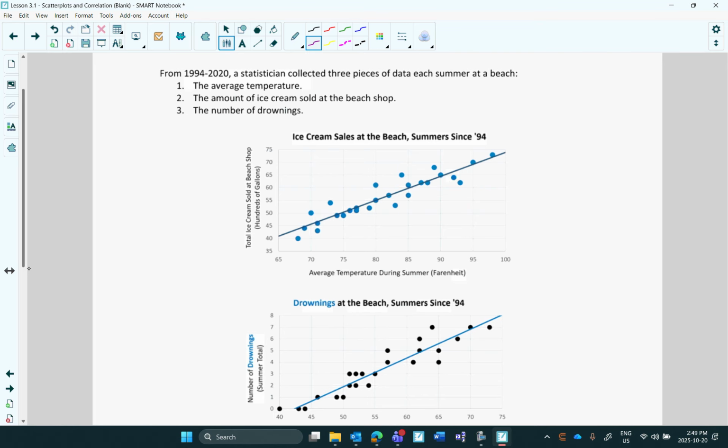Okay. So from 1994 to 2020, a statistician collected 3 pieces of data each summer at a beach: the average temperature, the amount of ice cream sold at the local beach shop, and the number of drownings. The first scatter plot uses the average temperature to predict the number of ice cream sales. One would think, using common sense, that would be positive, right? The higher the temperature, more ice cream sales, and we can see that that happens.